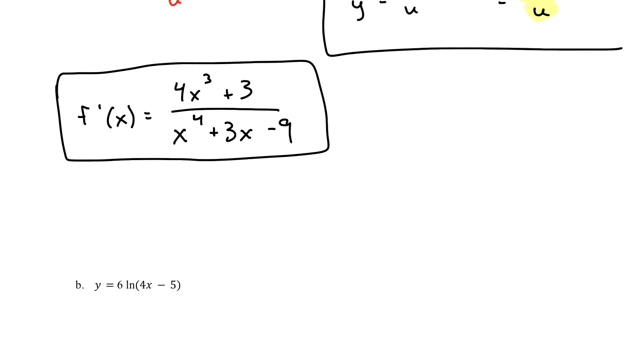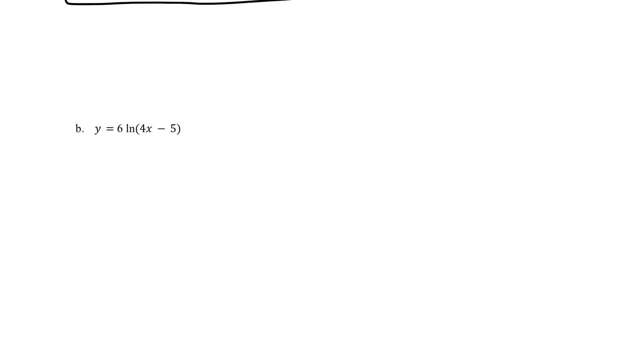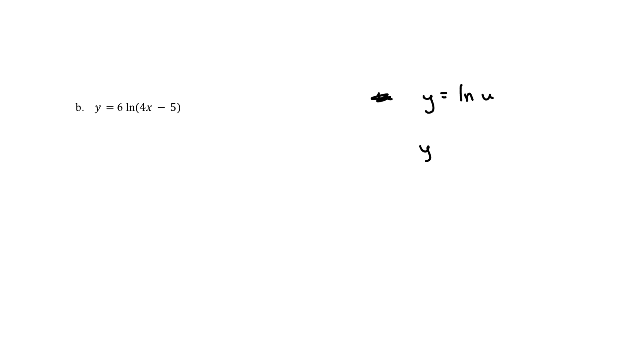We'll look at one more problem here. Next, I've got y equals 6 times natural log of 4x minus 5. I'll write the derivative shortcut rule over here one more time. If y equals natural log of u, then y prime is 1 over u times u prime, or more simply u prime over u. So in this problem, again, I think the parentheses are going to help us pick out our u. Our u is going to be 4x minus 5.